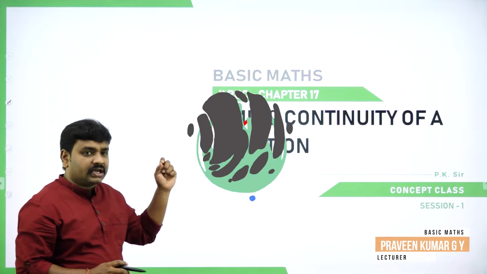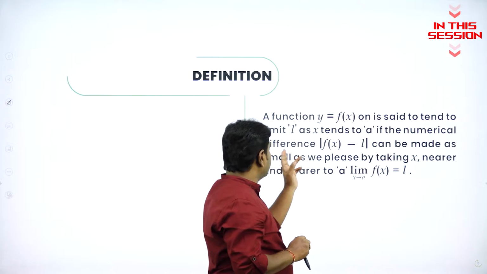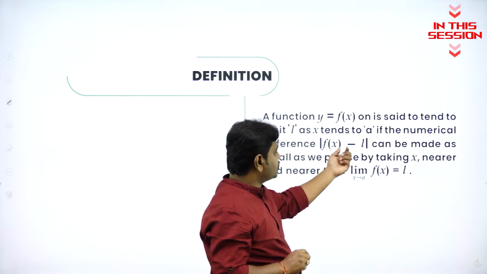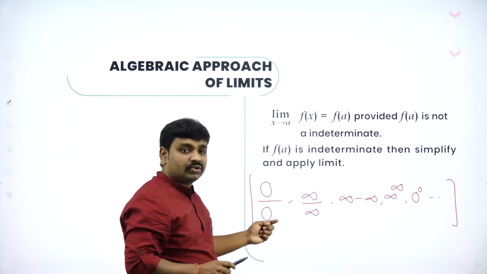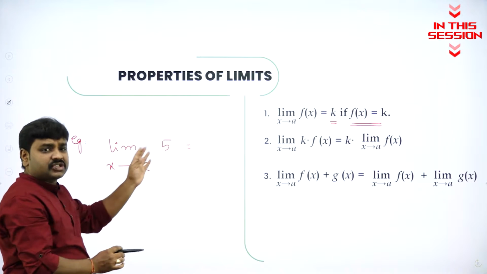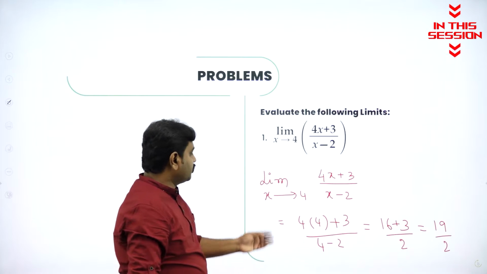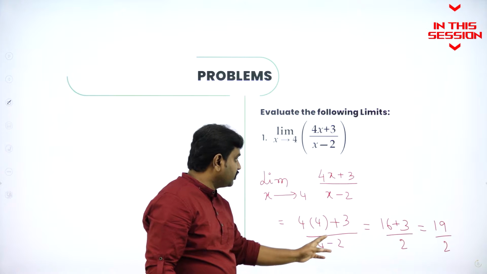and it is an introductory chapter from calculus. x^n minus a^n by x minus a is equal to n a^(n-1). If the numerical difference of modulus of f of x minus L can be made... when you apply the limit, 0 by 0 should not come. So this is a squared minus b squared. All of you know what is a squared minus b squared. Limit x tends to 2 means in the place of x put 2. Do we have x here? So what is meant by limit x tends to 4? In the place of x put 4. If I do that, 4 into 4 plus 3 divided by 4 minus 2.